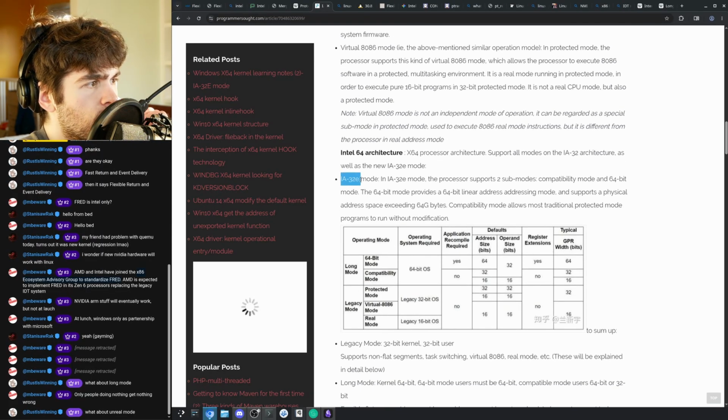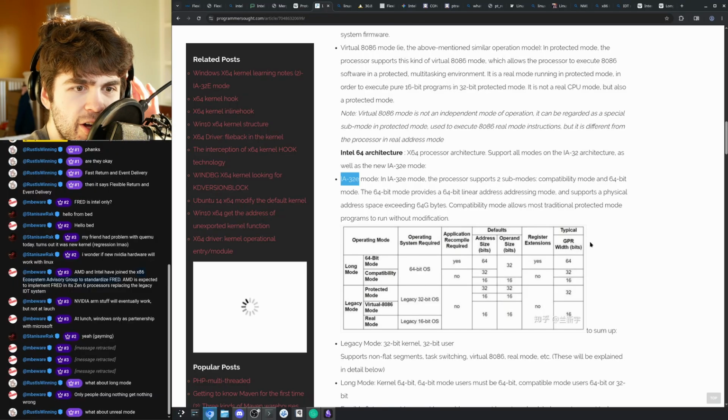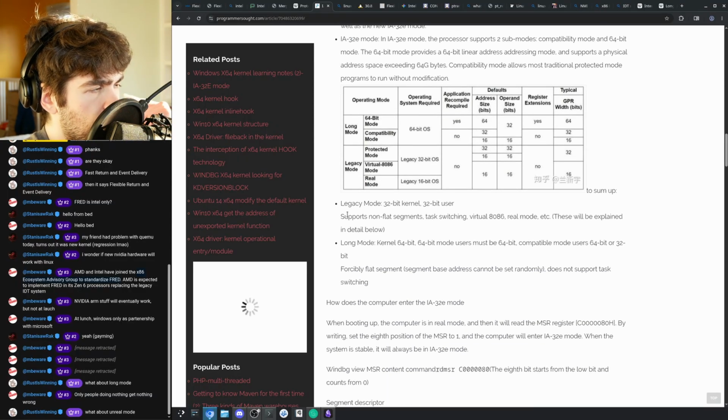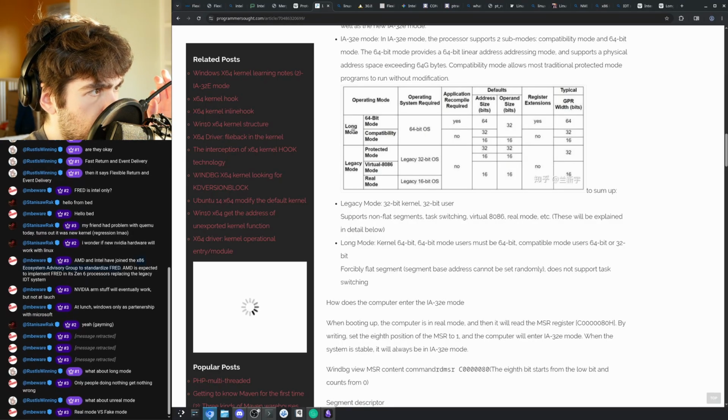Okay. So you put the CPU, what about Unreal mode? So IA-32E is the mode that you set your CPU to, and then whatever you're running will operate within this, I guess.